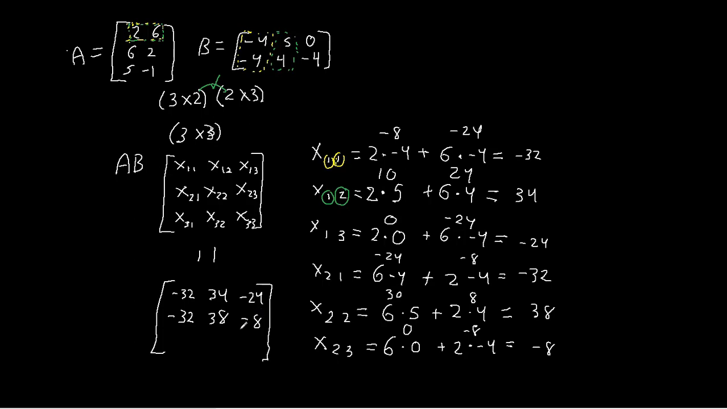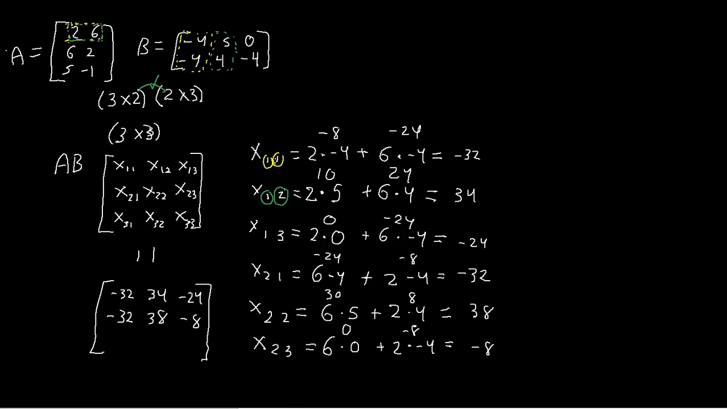I'm going to slide over just a little bit because we're running a little bit out of room here. All right, so x3,3. Now we're going to be pulling the third row from the first matrix and the third column from the second matrix. So this is actually going to be this corner here. So we're going to pull 5 times 0 plus -1 times -4. That's 0 and 4 gives us 4.